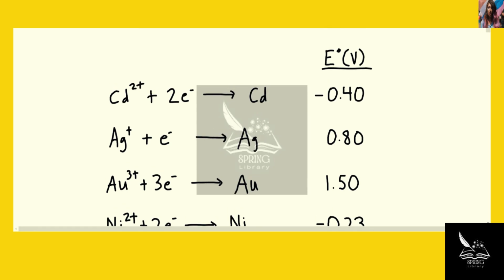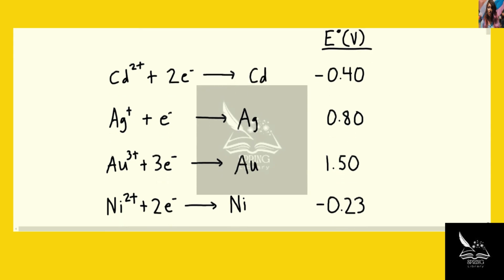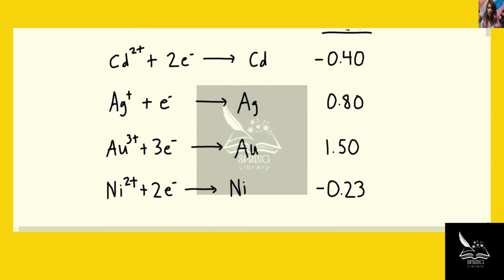And since we are at standard conditions of 25 degrees Celsius and 1 molar concentrations, that means that we can use the standard reduction potentials in order to compare the ease with which these aqueous species are reduced. So from the standard reduction potentials table, we can look up all of these half reactions.